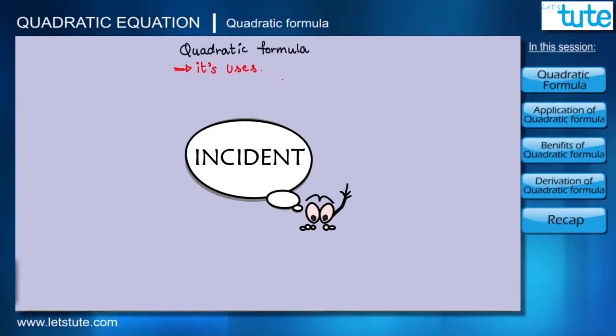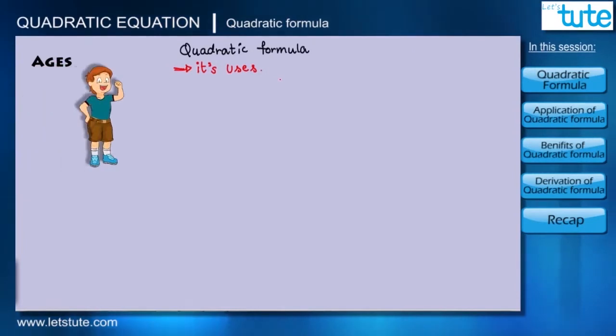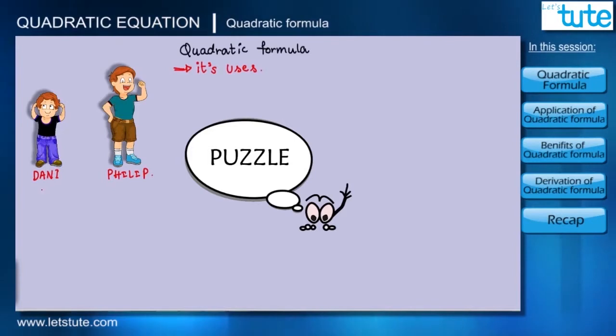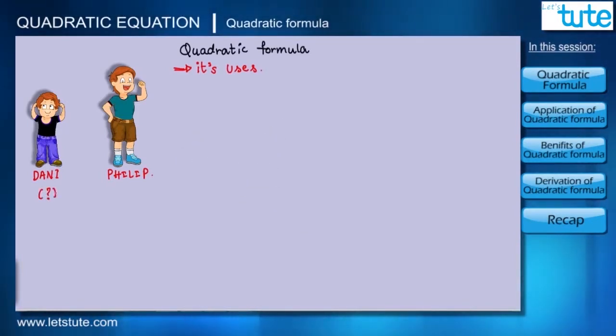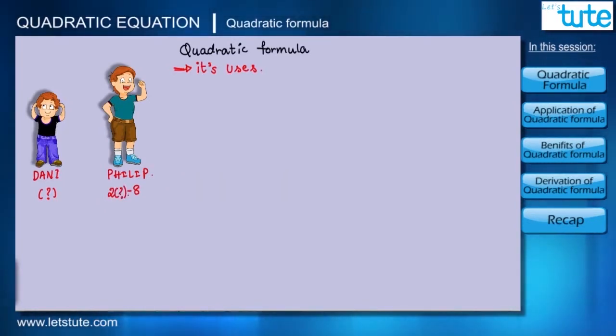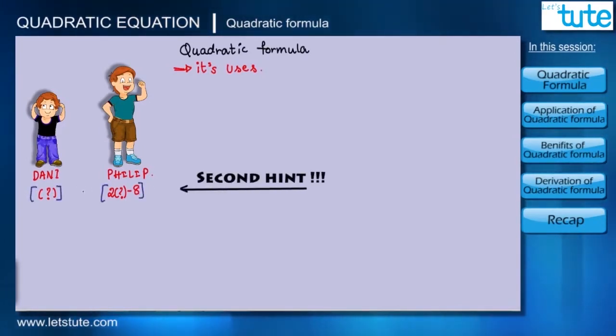Once I wanted to know the ages of two young genius kids, the two brothers, Danny and Philip. But they wanted me to solve a puzzle for knowing their ages. Danny did not tell me his age, but Philip told me that his age is 8 years less than twice the age of Danny. I said it is not enough to find their ages. So they gave me a second hint, and the second hint was the multiplication of their ages is 90.